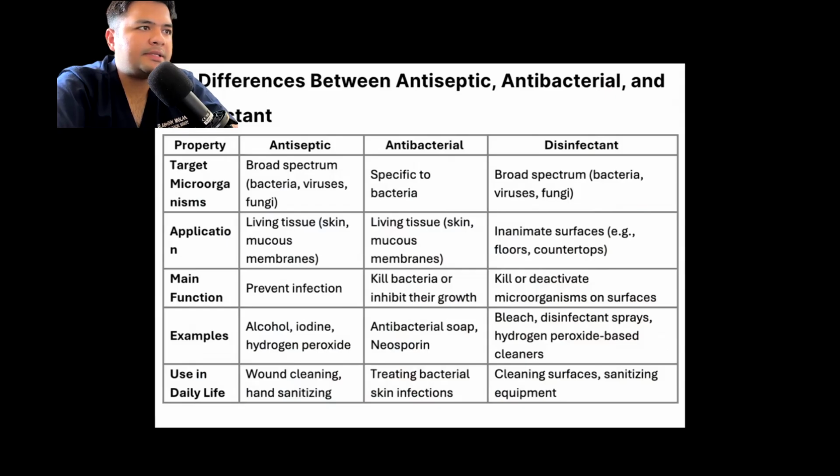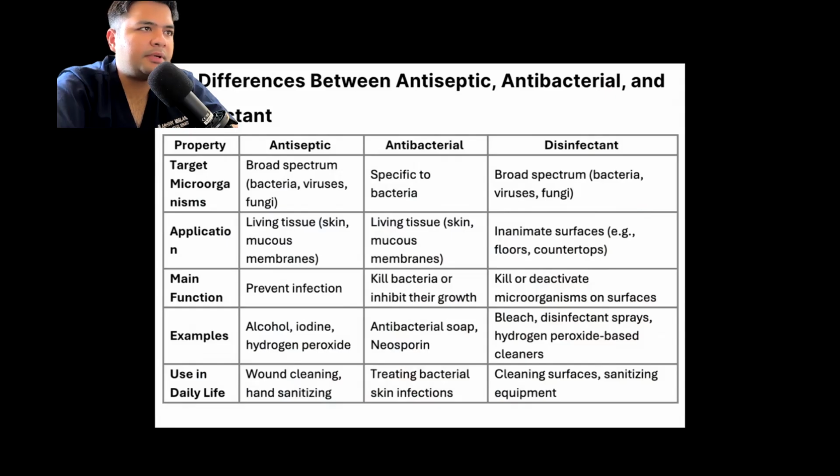Application: antiseptics act upon living tissues, skin, mucous membranes. Antibacterials too on living tissues like skin, mucous membranes. And disinfectants are usually used for inanimate surfaces, for example floors and countertops. The main function of antiseptic is to prevent infection. Antibacterial's main function is to kill the bacteria or inhibit their growth. Disinfectants kill or deactivate microorganisms on surfaces.